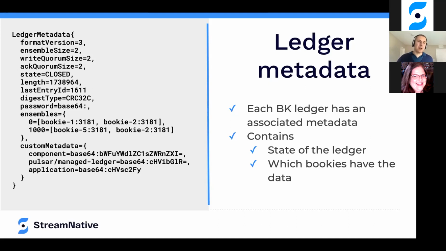There's also some additional custom metadata here, where we are marking that this ledger is associated with a Pulsar topic. This is mostly for auditing, or for backtracking this ledger and assigning it to a Pulsar topic. This is the main kind of metadata that ZooKeeper needs.